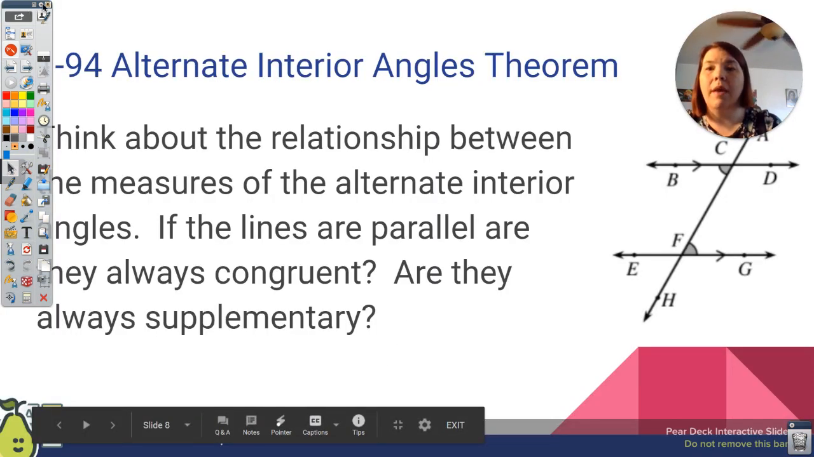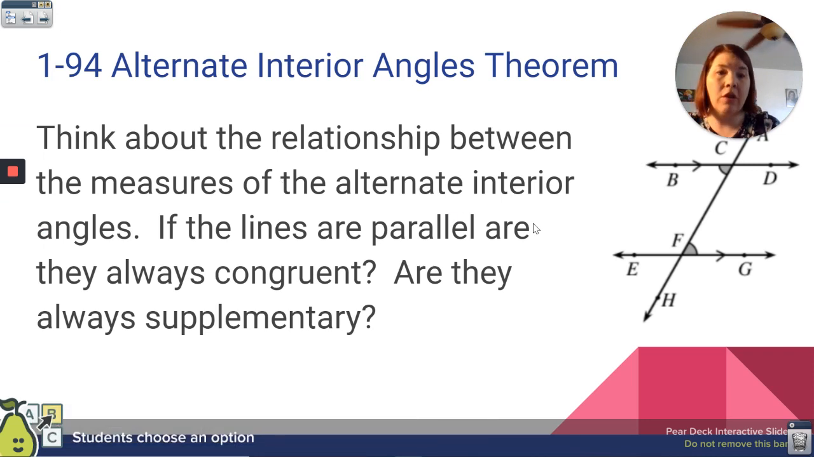Think about the relationship between the measures of the alternate interior angles. Are they always congruent, or are they always supplementary? The lines are parallel, and that is really, really important. Are the angles congruent all the time or supplementary all the time? Make a decision. Remember, you're doing the paradigm as you watch this video, so pick.